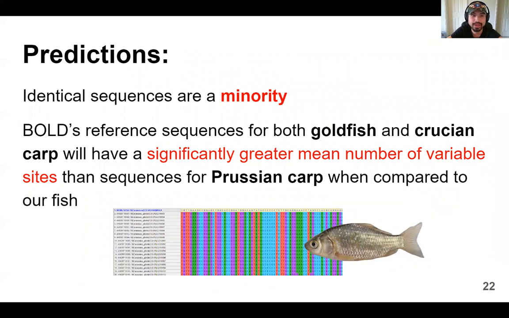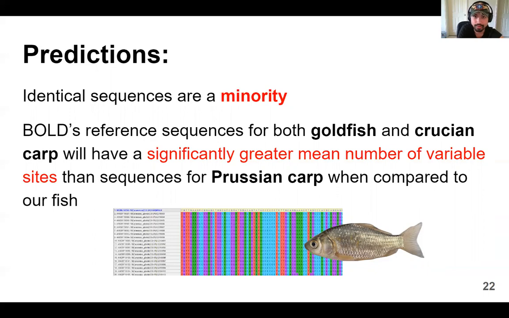The first prediction is that those identical sequences in BOLD's library that aren't Prussian carp are a minority in their respective species group, and that BOLD's reference sequences for both goldfish and Prussian carp will have a significantly greater mean number of variable sites than sequences for Prussian carp when compared to our fish.